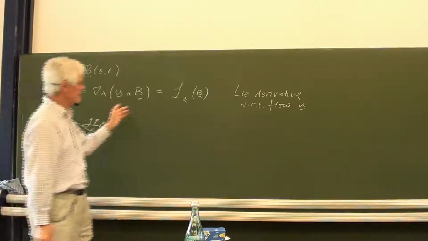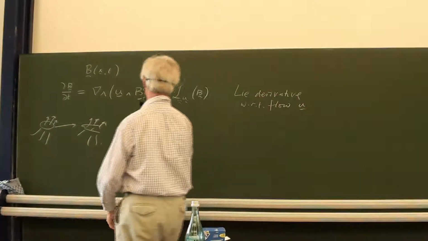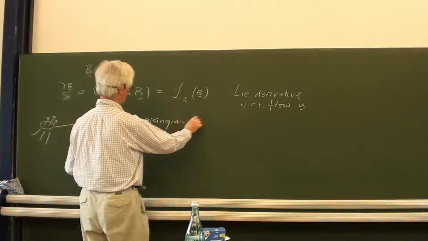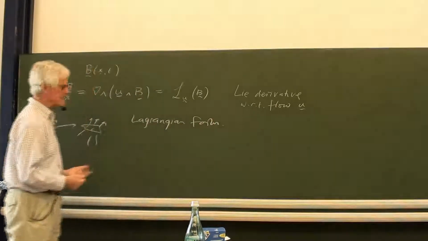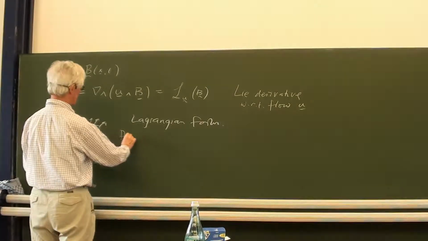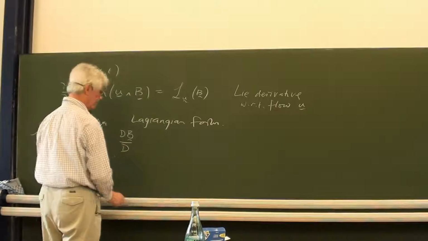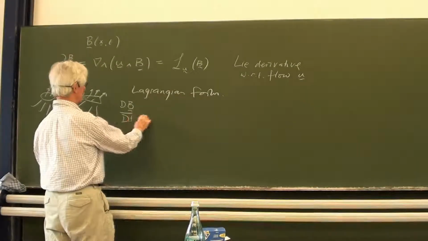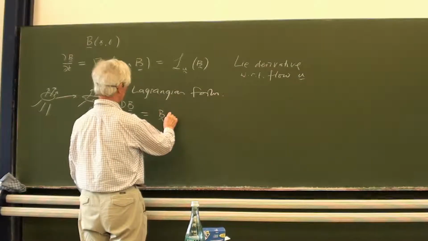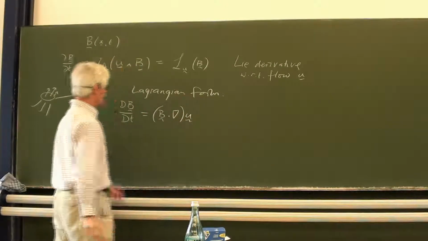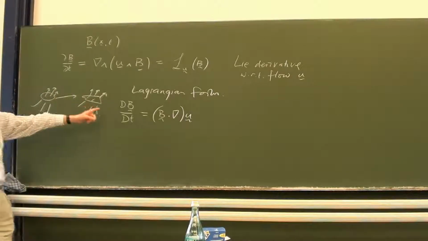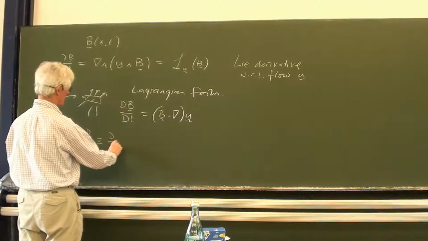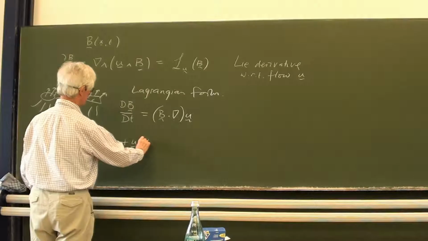Now, there's an alternative way to write that same equation in Lagrangian form. And this is appropriate, or if you like, material form. I'll write it with a capital B. DB by Dt is equal to B dot grad U. That is the same. It's quite equivalent to this equation. But the capital D by Dt is the Lagrangian or material derivative. It's partial d by dt plus U dot grad.